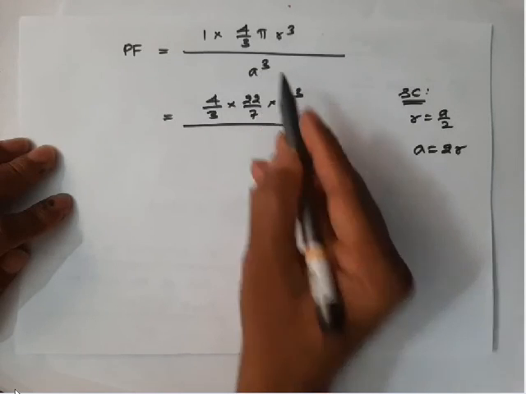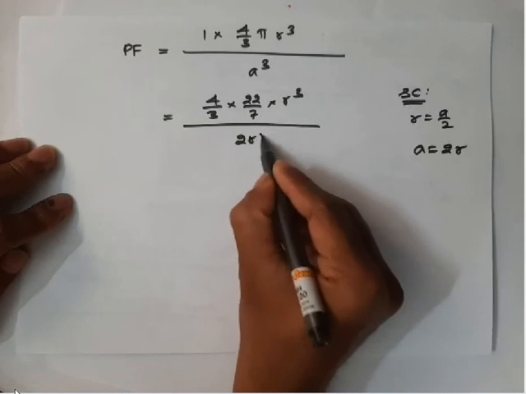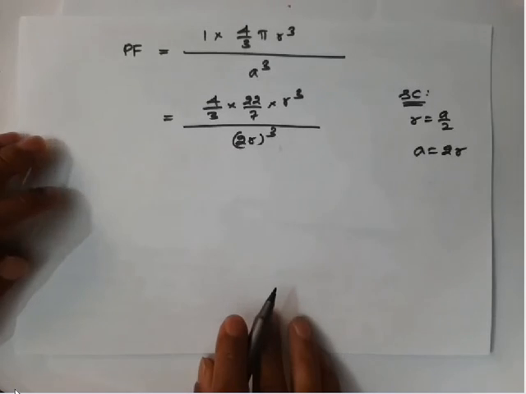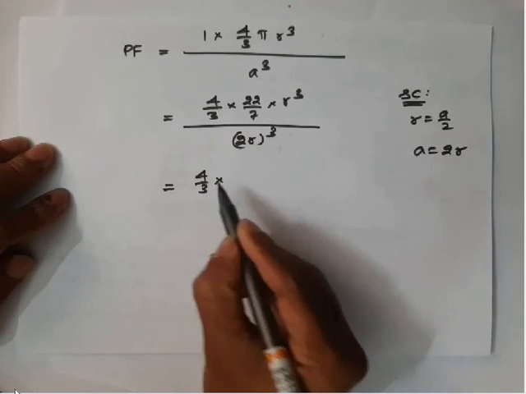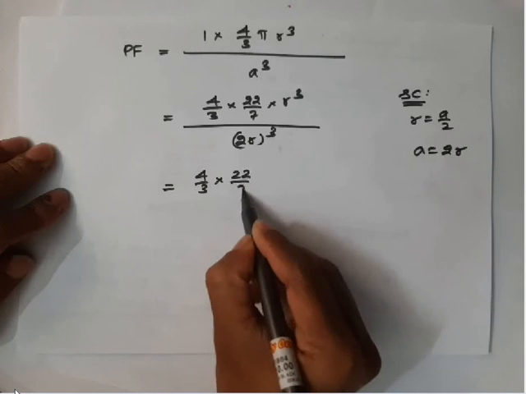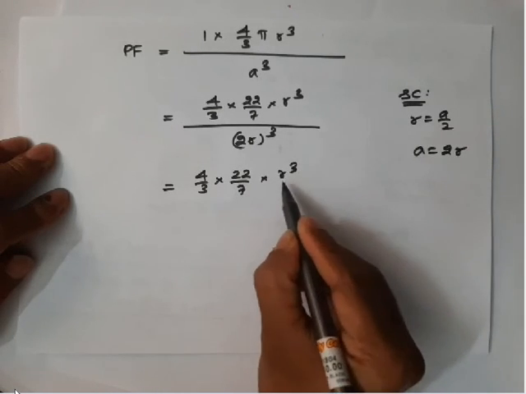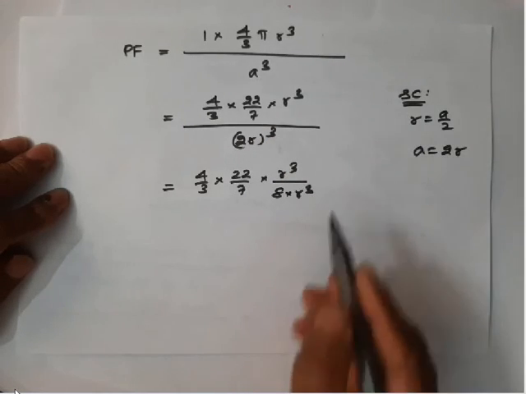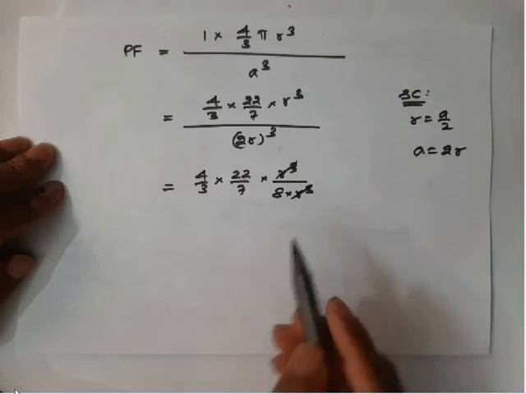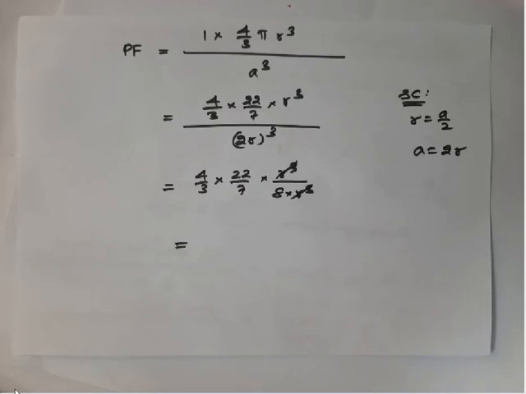So here I have A cube. In the place of A, I'll put 2R, so I'll get 2R cube. So 4 by 3 times 22 by 7 into R cube by 8R cube, since 2 cube is 8. This R cube cancels. Can you tell me what is the answer for this? Use calculator and tell me.